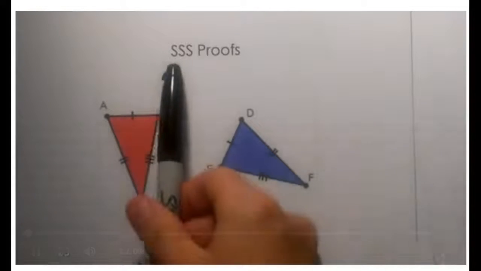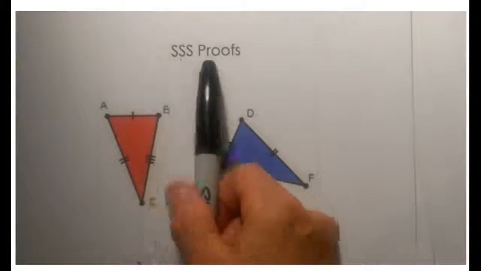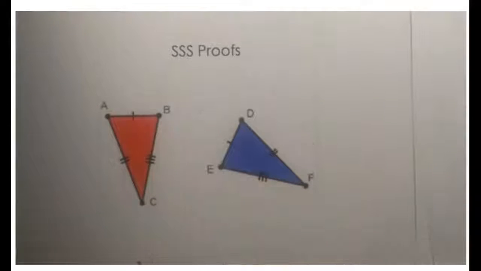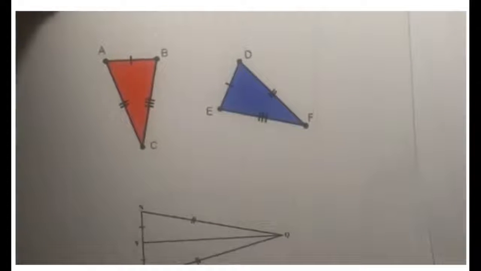Today we're going to look at side proofs. First of all, you need to know what triangles look like when you're trying to use the side postulate. So let's look at a few examples first. Okay, here's this first one.